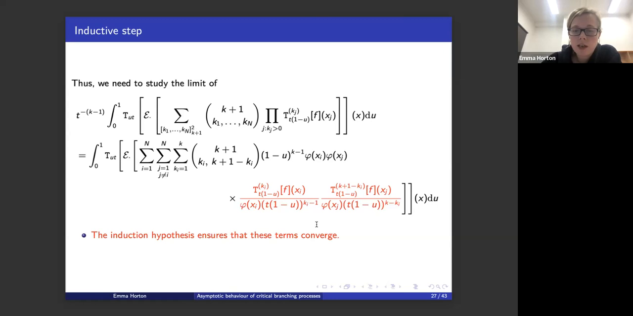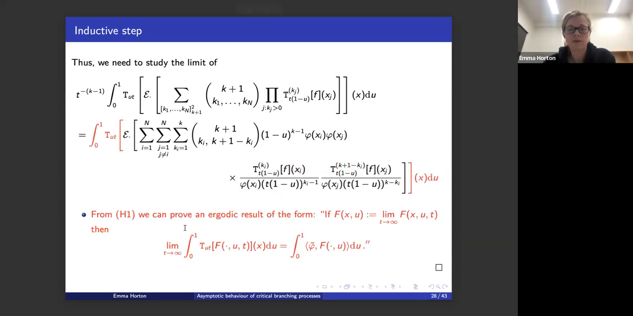And now this product, again, has only two terms for the ith and jth one, which are positive. And the inductive hypothesis ensures that these terms converge to this proposed limit that we have. And then the final part, so we've checked that this combinatorial sum is okay. We've checked that this term is okay by taking only two terms in the sum to be positive. And we know that these final products converge.